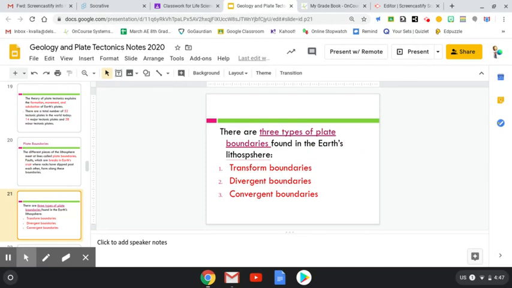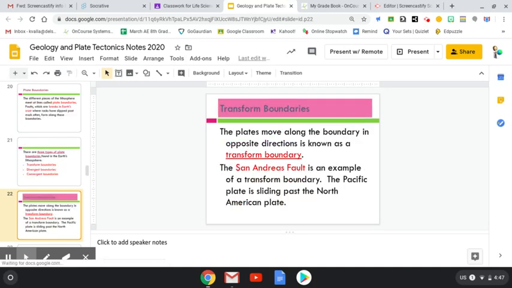So these are the three different types of plate boundaries: transform boundaries, divergent boundaries, and convergent boundaries. If you have ever seen those words before, you might be able to infer how the plates are moving past one another or with each other. So first is the transform. Transform plate boundaries move along the boundary in opposite directions. The San Andreas Fault, which hopefully you've heard of before, I know there's a big movie out about it, is an example of a transform boundary.